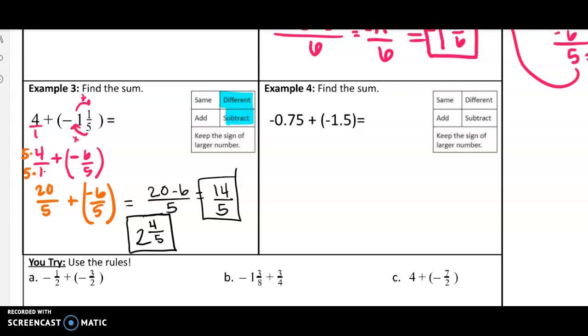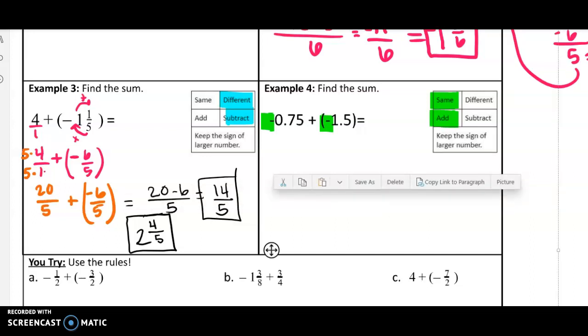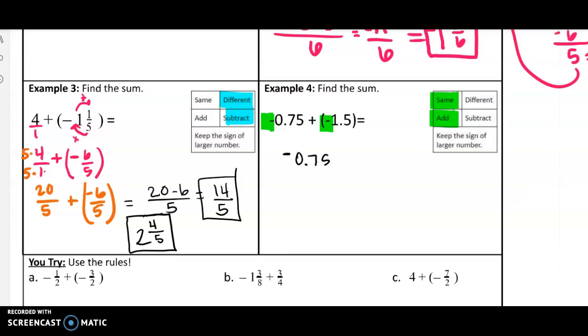Our last example before you get to try is a decimal. So decimals are also rational numbers. And so with these decimals, we are going to use the same rules. When we have decimals, we just need to make sure that we line up our decimals. So we can see here that they're the same sign, so I'm going to add them. So I'm going to put them as negative 0.75 plus negative 1.5. Now our decimals have to line up. Our 7 and our 5 are in the tenths place, and then we have a 5 in the hundredths. So now we have to add a 0 behind the 5 so that they all match up together. So you always line up your decimals whenever you are adding decimals.